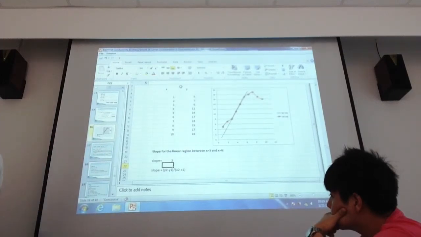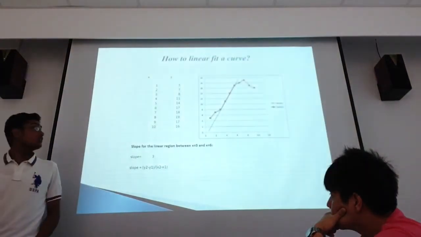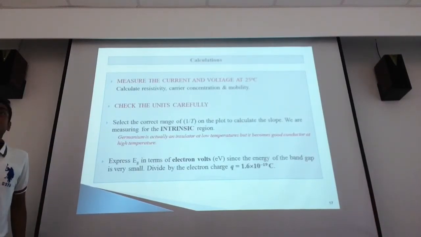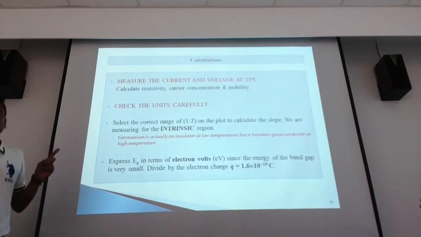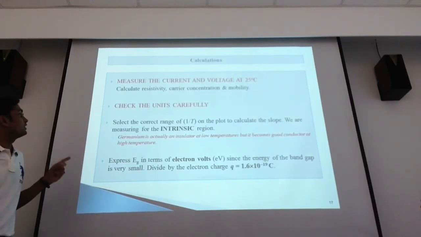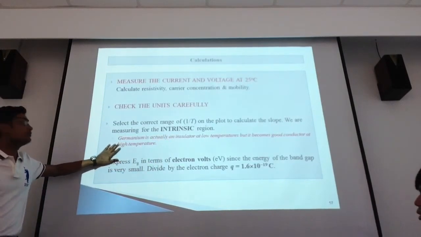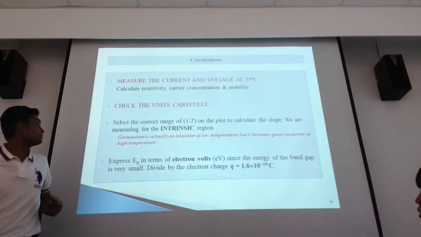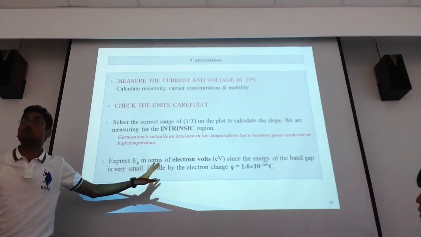Any doubts about it? Any doubts? No. Okay, the calculation: measure the current and voltage at 25 degrees centigrade, room temperature, is the first part you are going to do. Then check the units carefully because we have tried to confuse you as much as possible. Select the correct range of 1 by T to plot the slope and find the intrinsic region. There is one fun fact: germanium is actually an insulator at low temperature and a good conductor at high temperature. Express Eg in terms of electron volts. You know how to convert it.